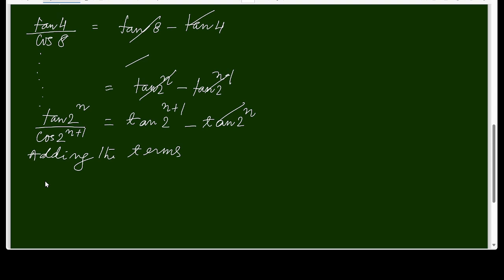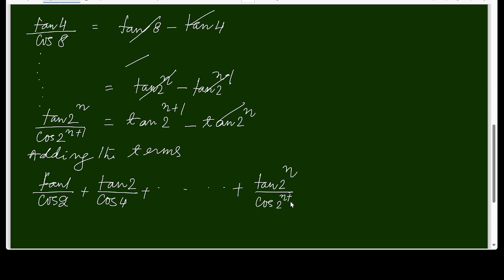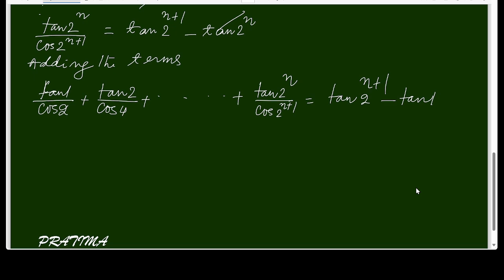Tan 1 over cos 2 plus tan 2 over cos 4 plus up to tan 2 power n over cos 2 power n plus 1 equals tan 2 power n plus 1 minus tan 1. So the answer is tan 2 power n plus 1 minus tan 1.